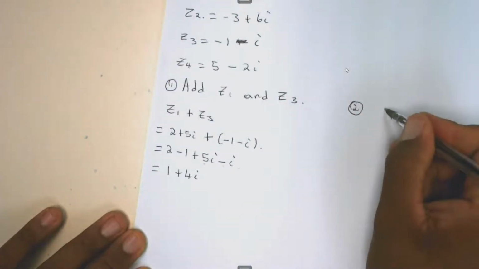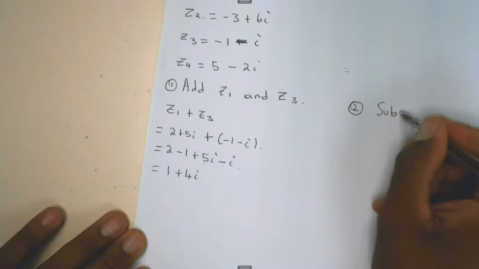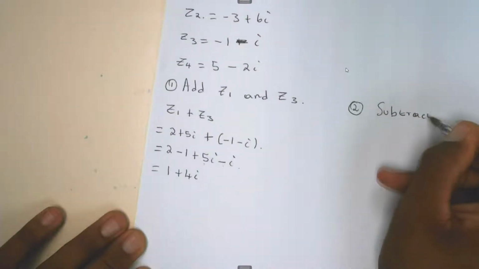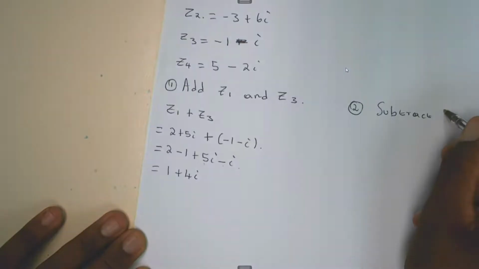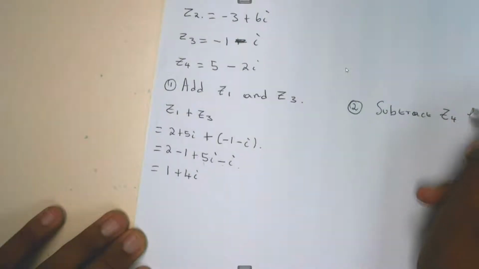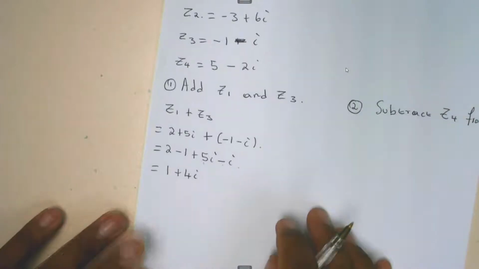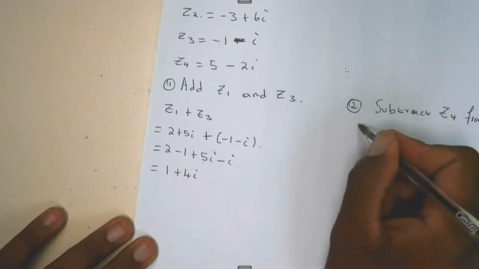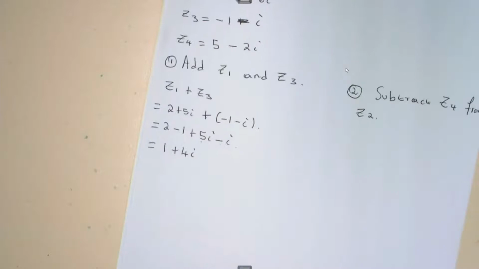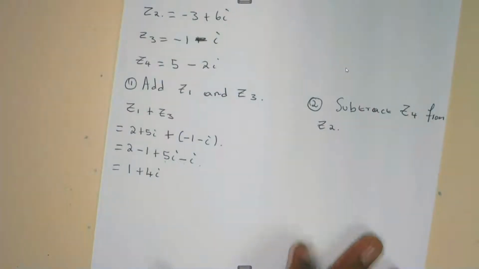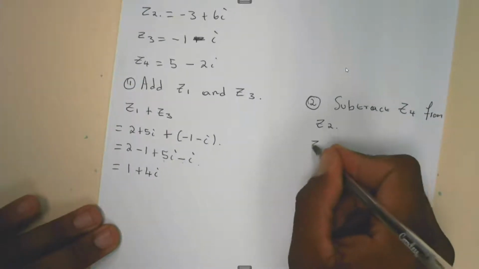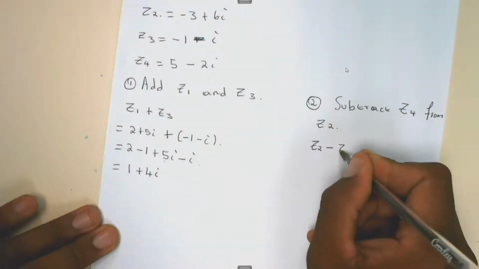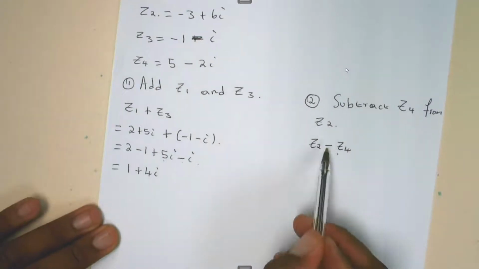We can say subtract Z4 from Z2. Mostly this question is the one that confuses many learners. They are saying subtract Z4 from Z2. So it simply means we are going to have Z2 minus Z4. We are subtracting Z4 from Z2.